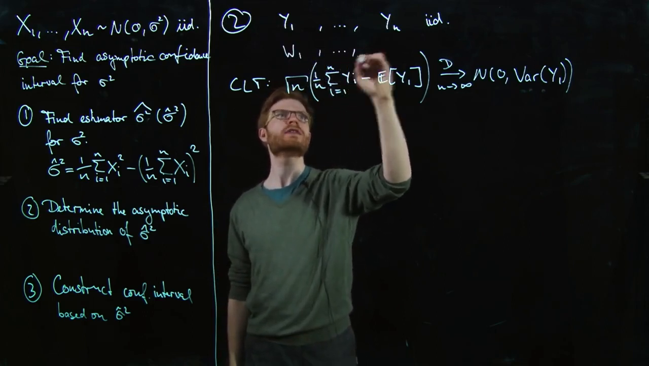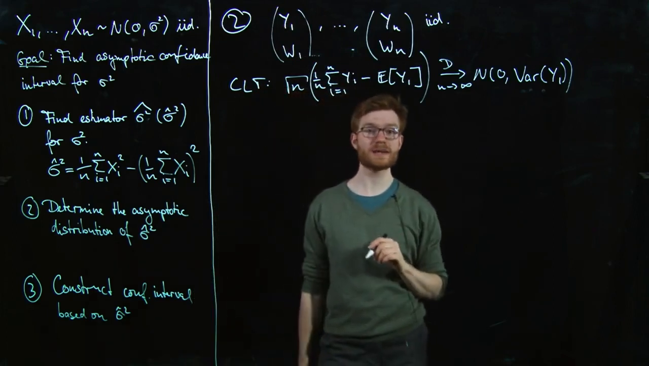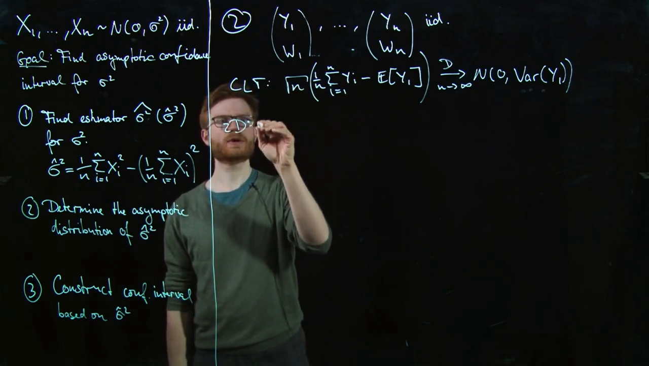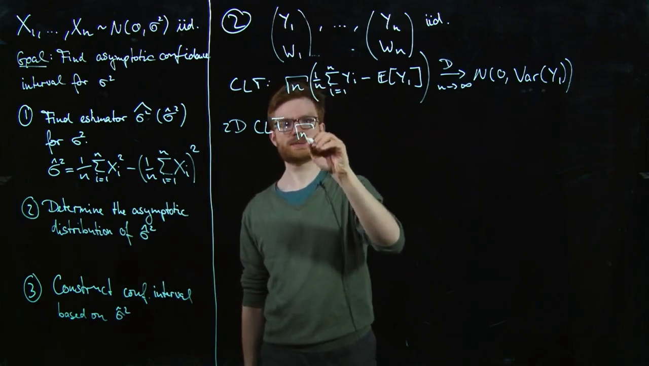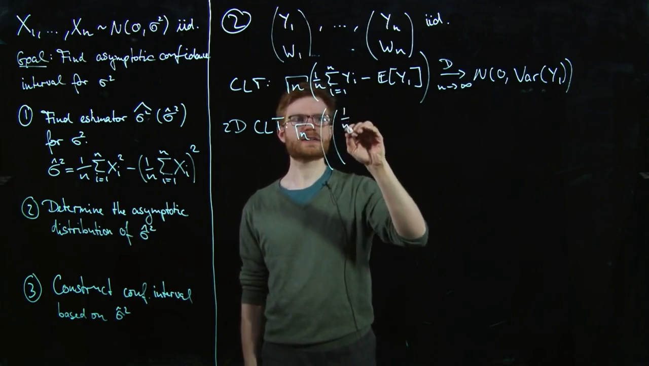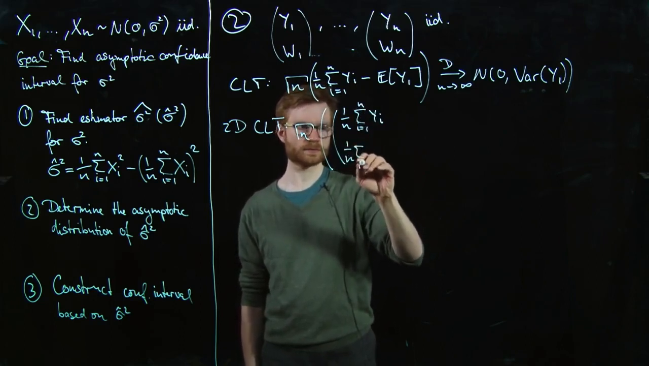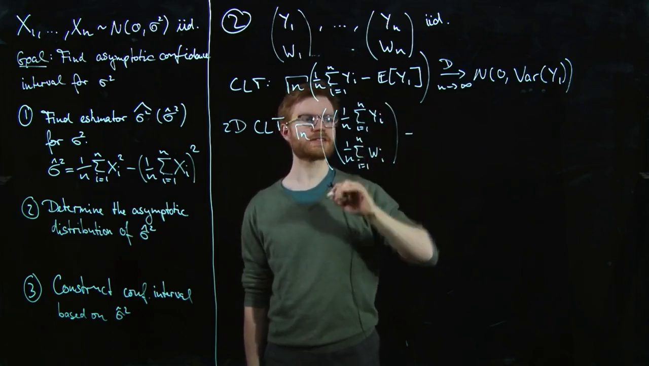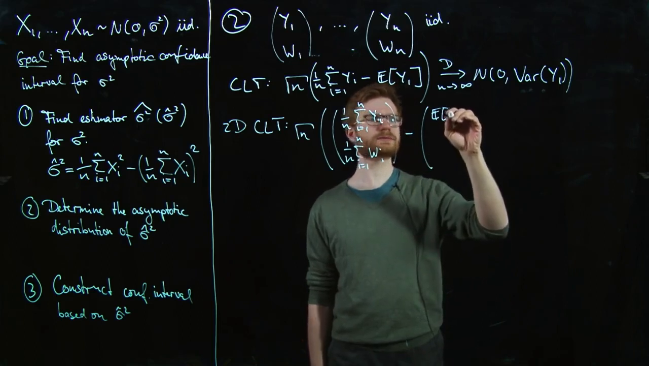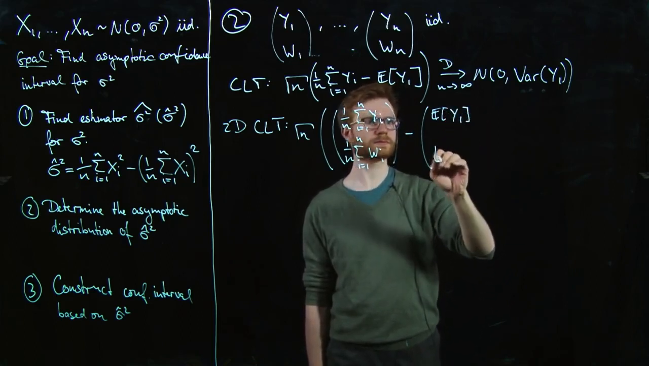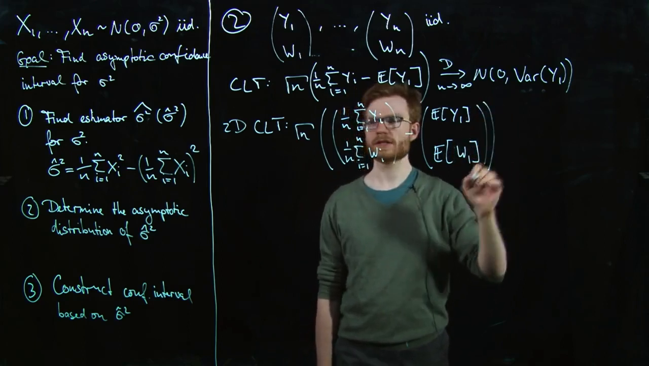So let's assume I actually have random vectors, y1, w1, that I observe. I'm only going to give it to you in 2D, but we can think about what happens in higher dimensions later. So the two-dimensional central limit theorem looks like this. Take the vector of the averages, subtract off their respective means, and rescale by square root n.